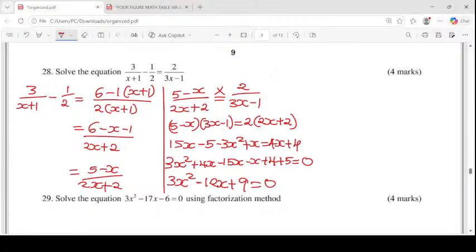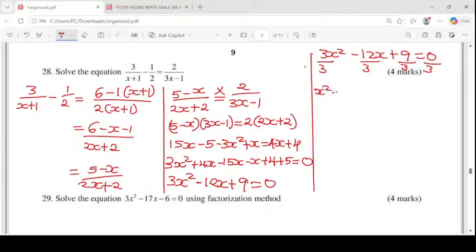We are doing very great. So when you have 3x squared minus 12x plus 9 is equal to 0, you can even reduce this equation by dividing through by 3. So this will become x squared minus 4x plus 3 is equal to 0.